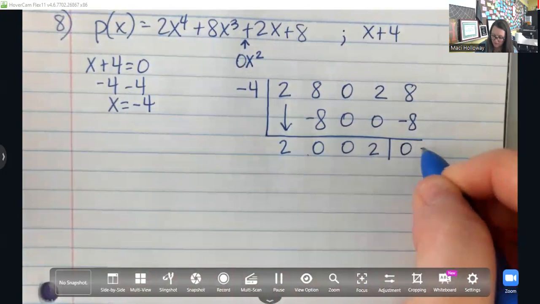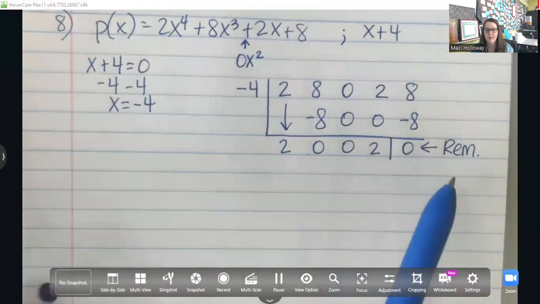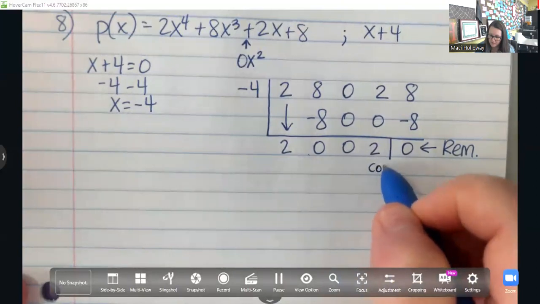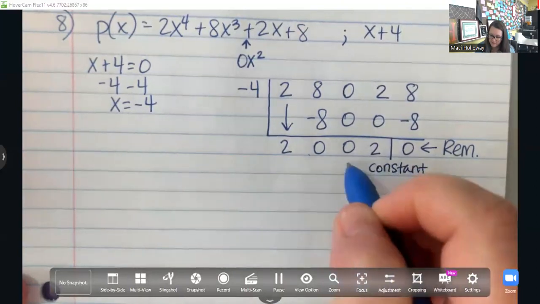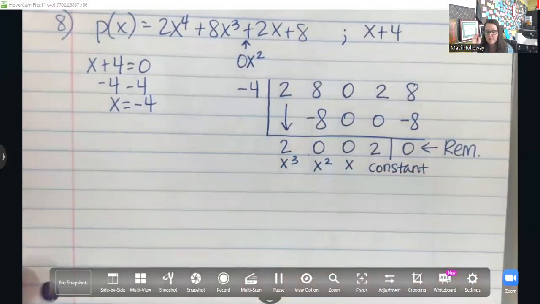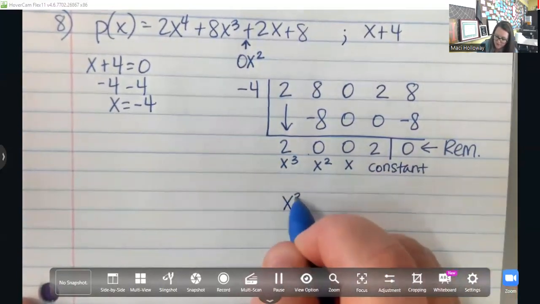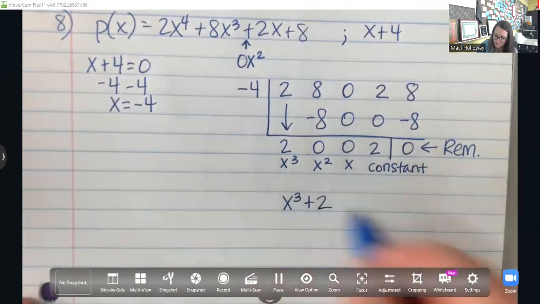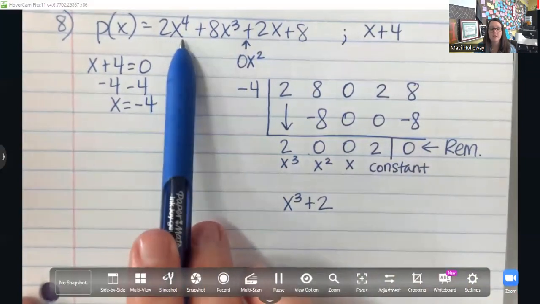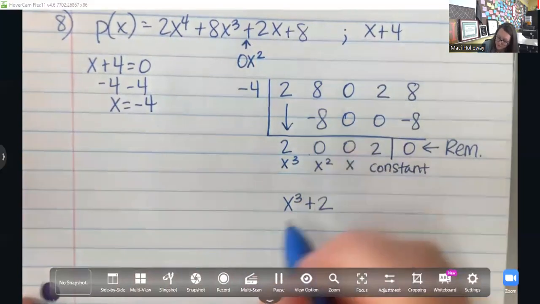So notice here, this is my remainder, right? So remember, when I don't have a remainder, then it is a factor. So this is our remainder. This is our constant. This is our x value, this is x squared, and this is x cubed. I like to write it underneath so I remember. So my solution for this is 2x cubed plus 2. Huh, that's interesting, huh? So when I divide 2x to the 4th plus 8x cubed plus 2x plus 8 by x plus 4, this is my solution.